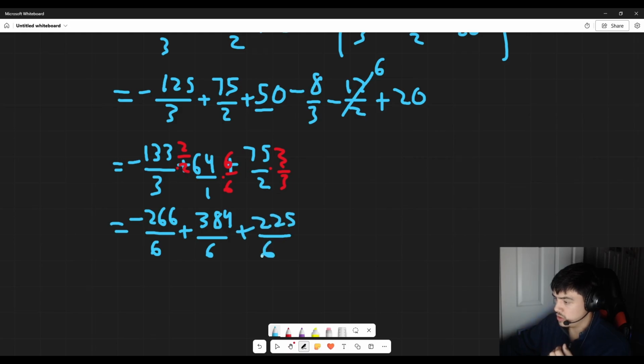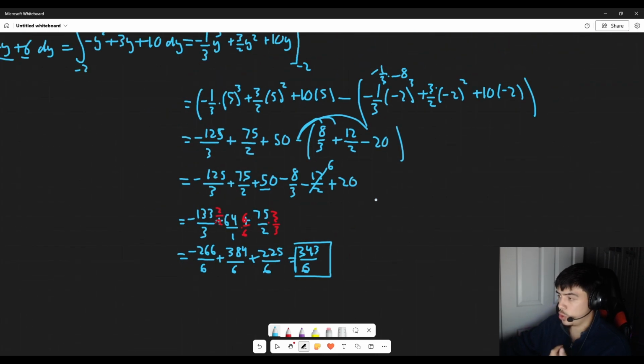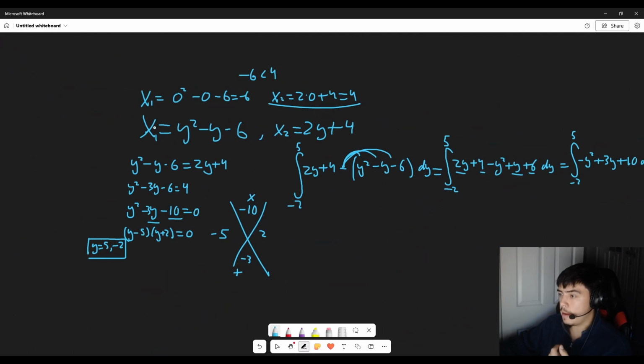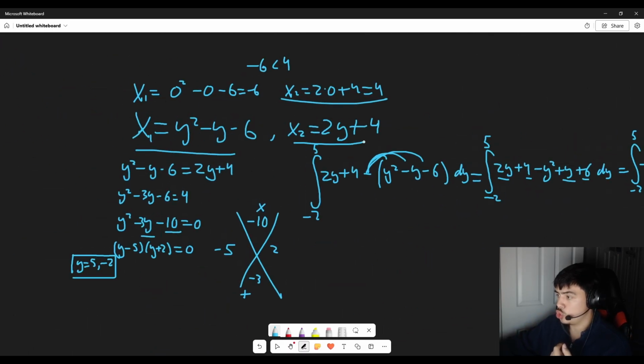225 over 6. Now adding these all up together, we get 384 plus 225 minus 266, leaving us with 343 over 6, which is our final answer. 343 over 6 is the area bounded between these two curves.